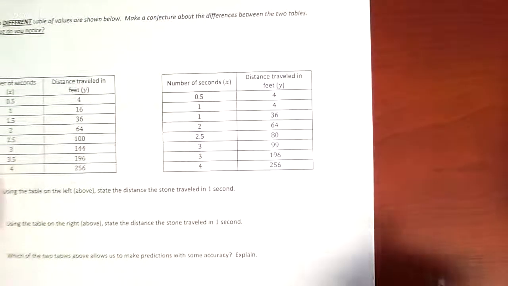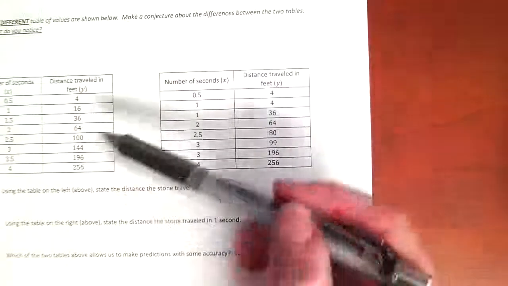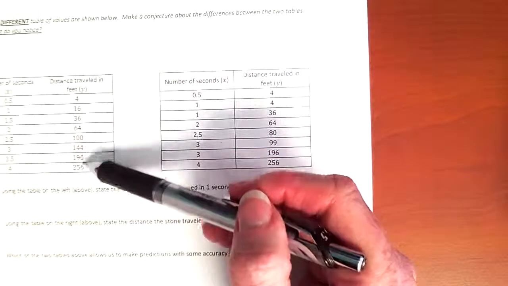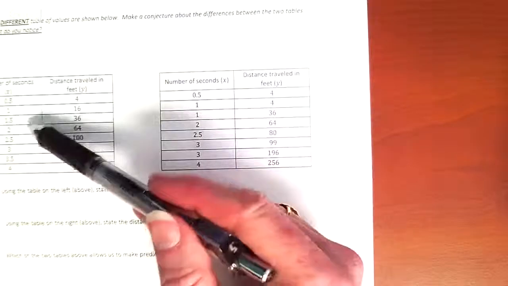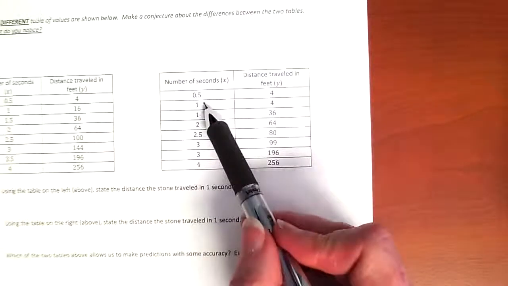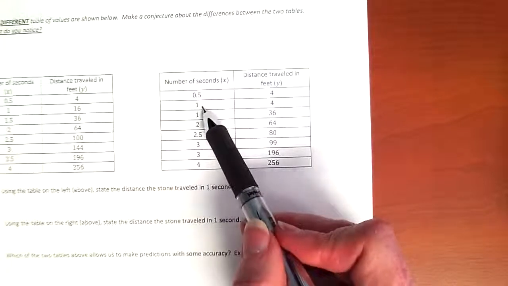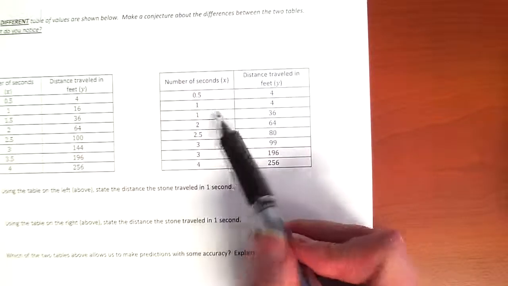Okay, so 2 different tables of values are shown below. Make a conjecture about the differences between the 2 tables. What do you notice? What I notice is the one on the left has one value for each input and one value for each output, 1 to 1. Here I have 1 input value going to 2 output values.